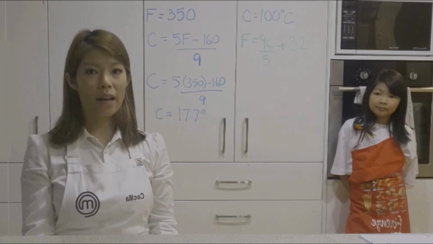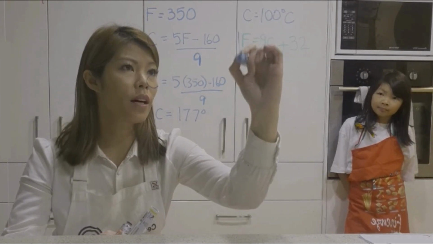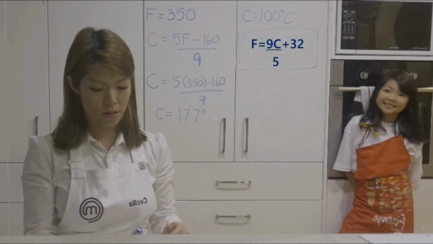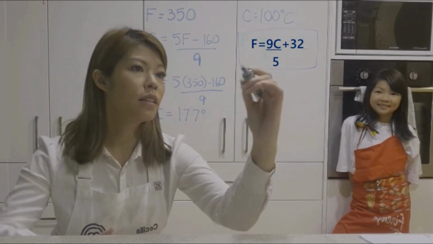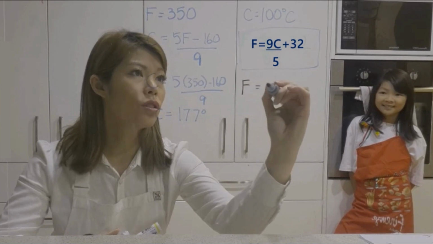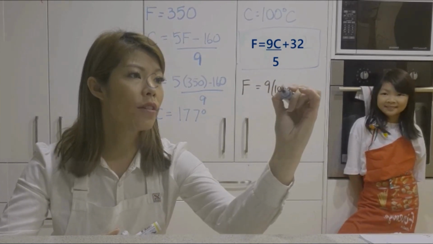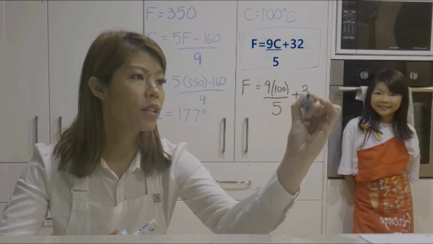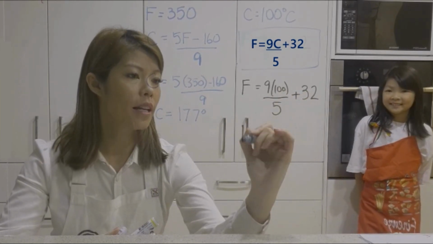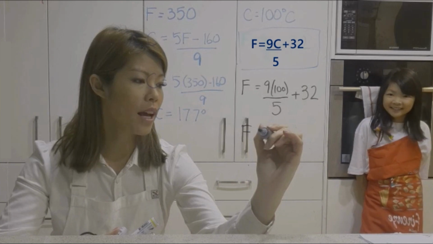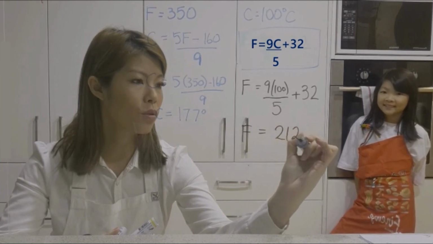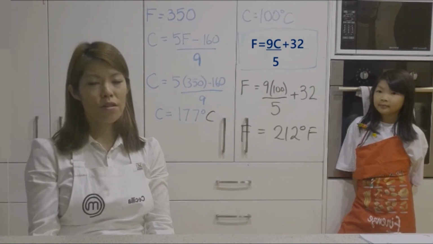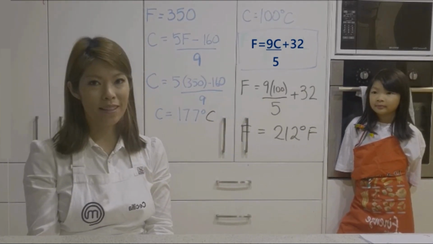then to convert it back to Fahrenheit, you use this formula. And wherever you see C, you put the new value given in. So F now equals 9 times 100 over 5 plus 32. And then if you put that in the calculator, you get F equals 212 degrees Fahrenheit. So that's how you convert, and that's how we use formulas.